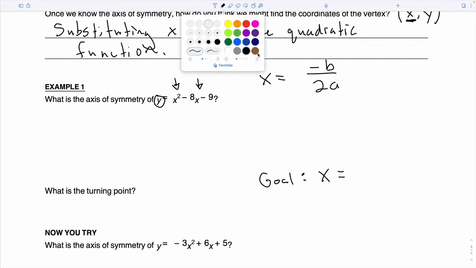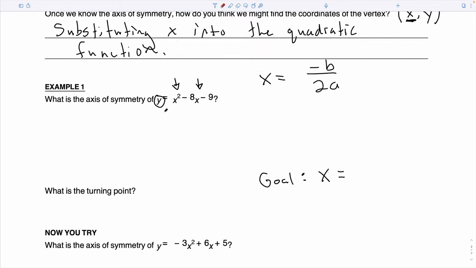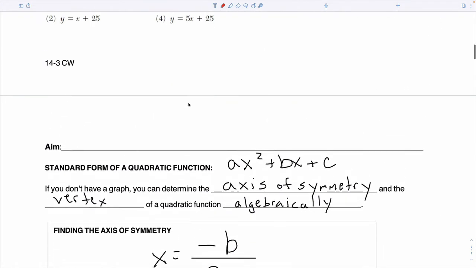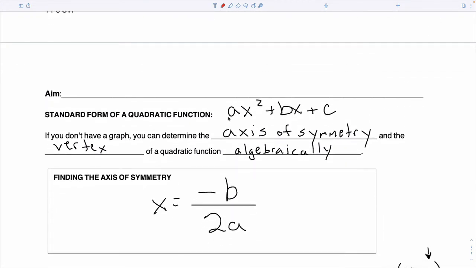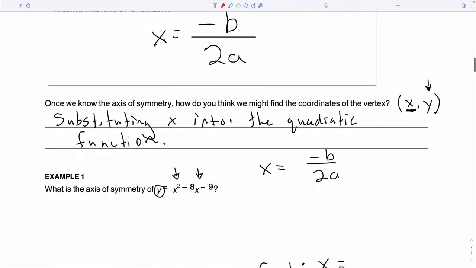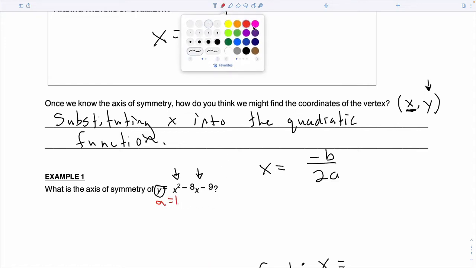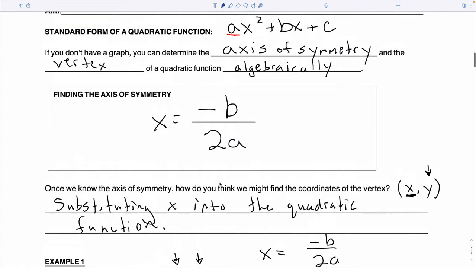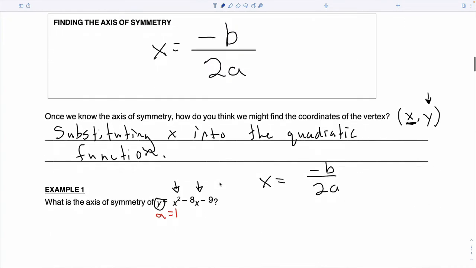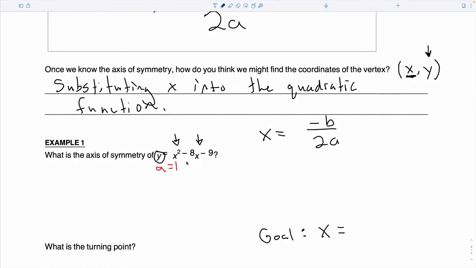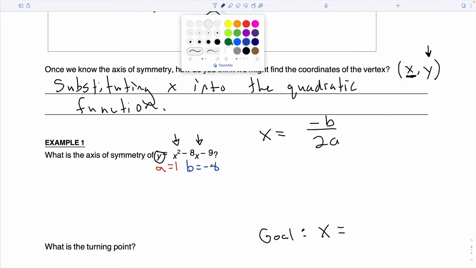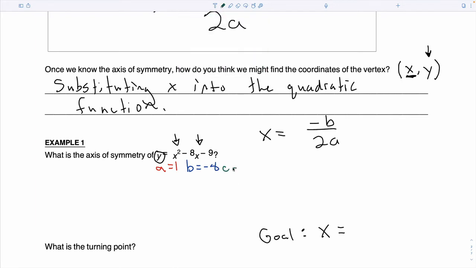Here's how we get the numbers, okay? A is equal to the number in front of x squared. Go up to here, your quadratic function, A is the number in front of x squared. So for this one, A is going to be 1. Write A equals 1 below x squared. B is the number next to x. So B is negative 8. C is negative 9. You'll need that for later, but not for today. Get in the habit of still writing it.